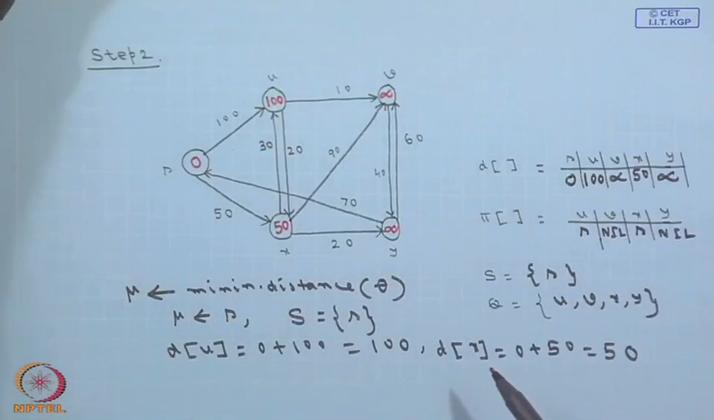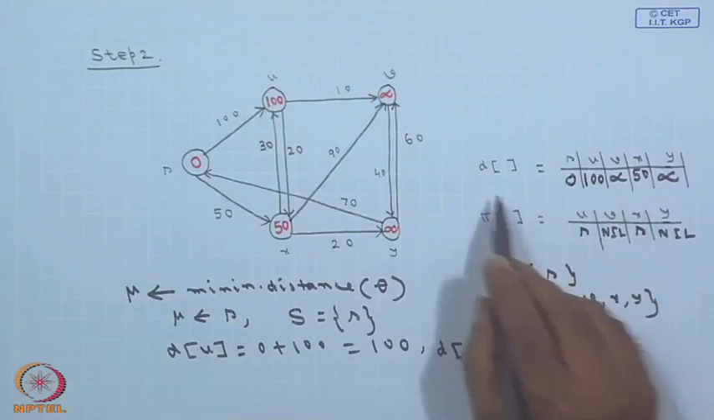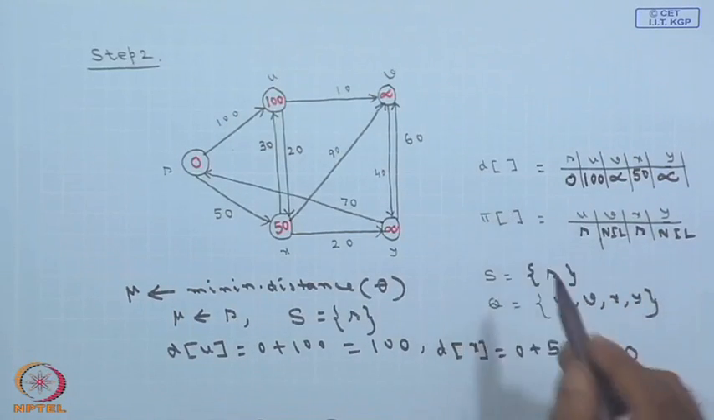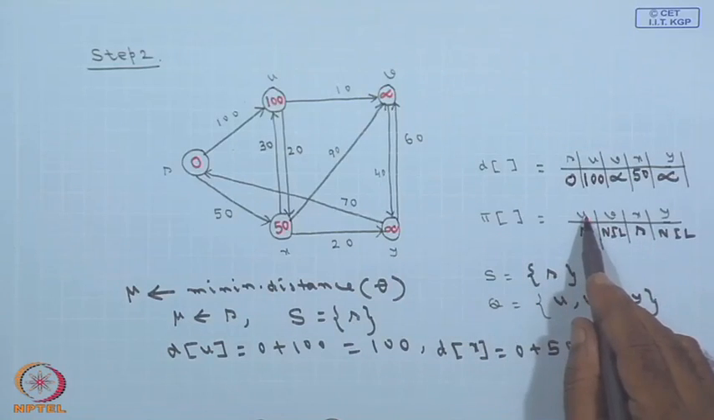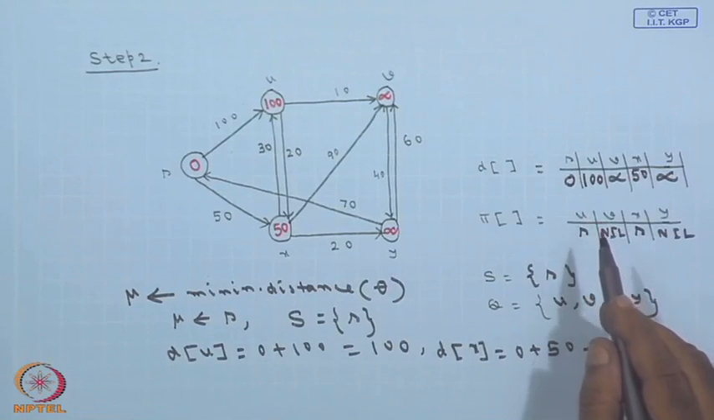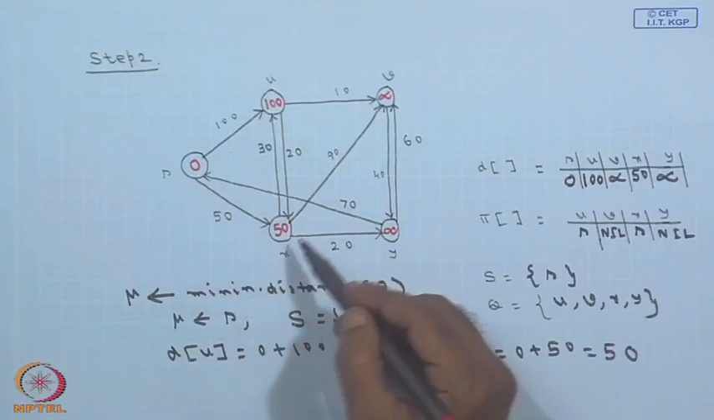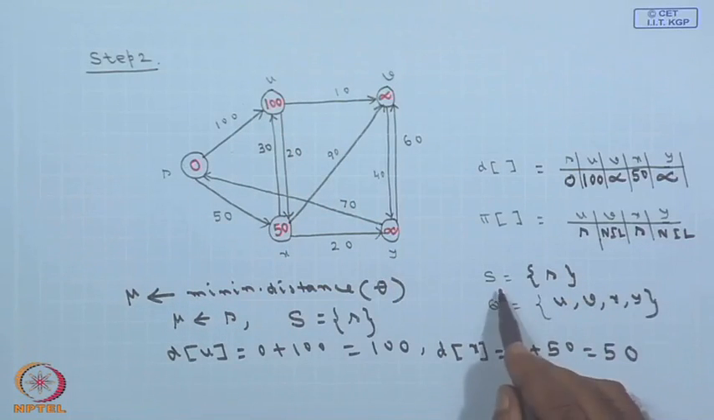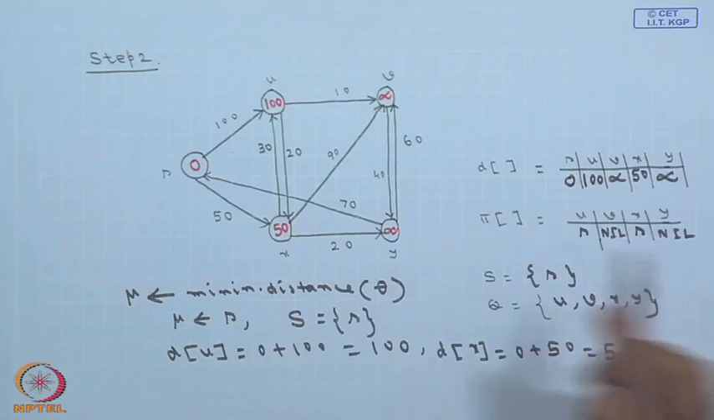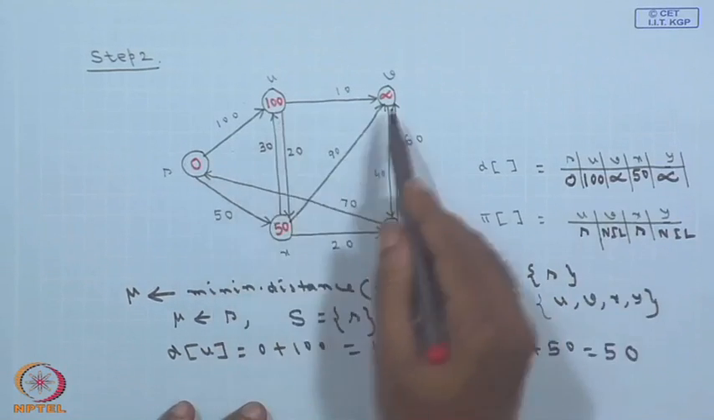So, once I have done this, you are filling up the array D, the distance array, and the predecessor array. For u, from that figure it is clear, predecessor of u is S, predecessor of x is S, we have written it. Accordingly, the set capital S and capital Q you are updating over there, and then you are writing the distances over there.